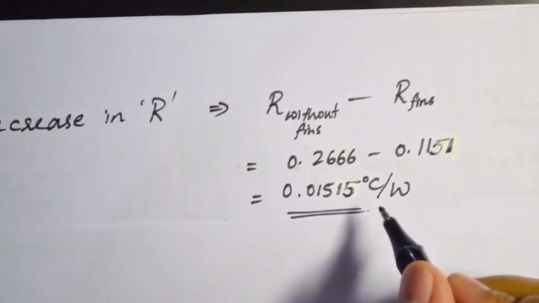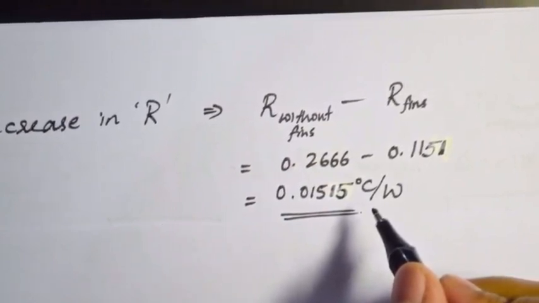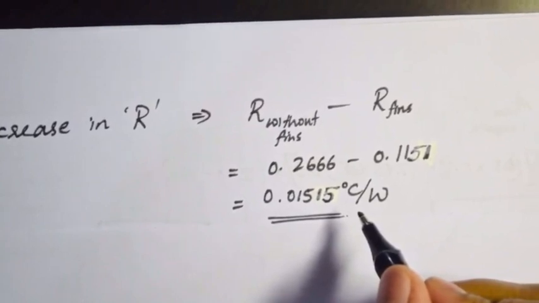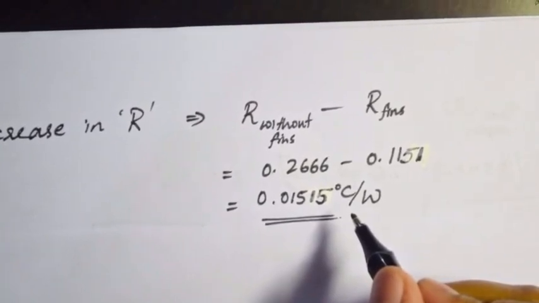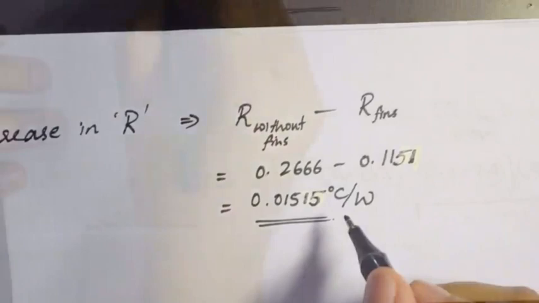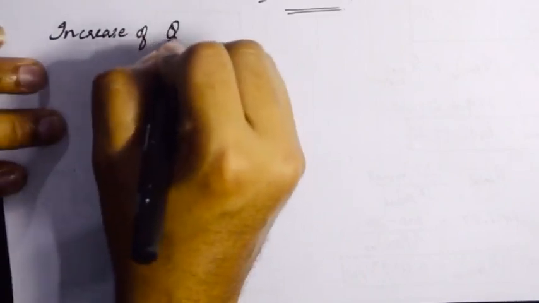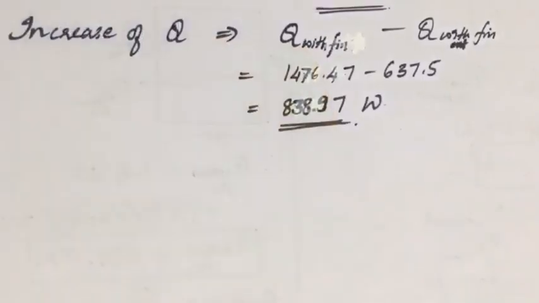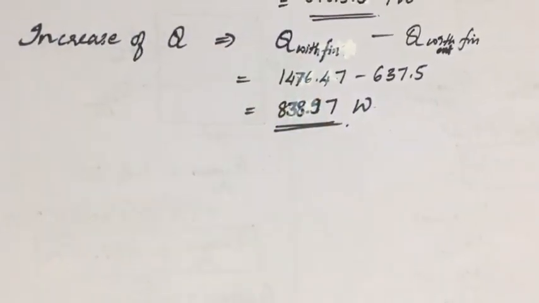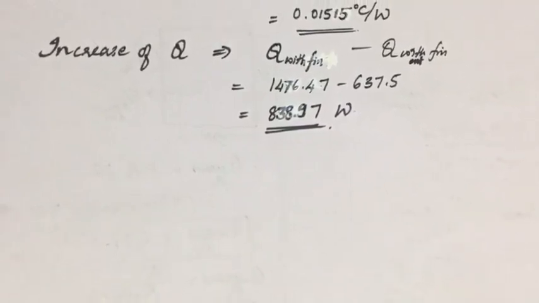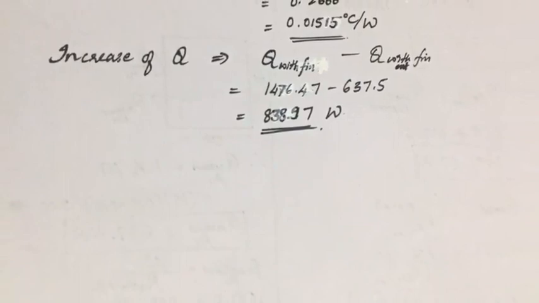And when we take the difference between these two resistances, we'll have the decrease in the resistance as 0.01515 degrees Celsius per watt. So when the resistance is dropped, there is going to be a great increase in the rate of heat flow, that is increase in Q. And when we take the difference of Q with fin and without fin, we'll have the increase in heat transfer as 838.97 watts.